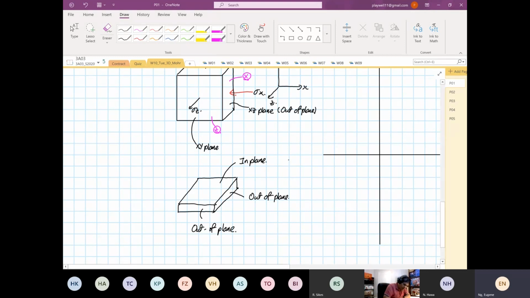So if this is my transformation now, X, Y, and this is my Z, then my XZ plane is my in plane, and my YZ plane is my out of plane, and my XY plane is also an out of plane. Does that make sense now? Nothing to do with our loading condition.